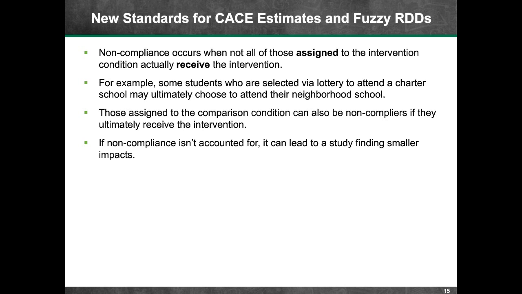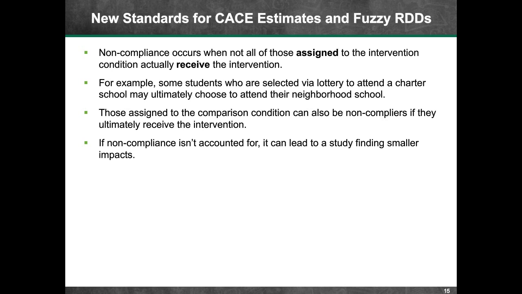If non-compliance isn't accounted for, it can sometimes lead to a study finding smaller impacts. For example, the authors may examine the effect of the charter school by comparing outcomes for all those assigned to the charter school to those assigned to the comparison group, sometimes called an intent-to-treat analysis. If the charter school is effective, those gains will only be measured for the portion of students in the sample who actually attended, leading to a smaller finding than if all students assigned to attend the charter school had done so.